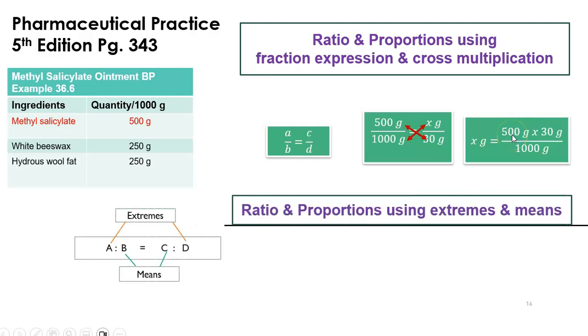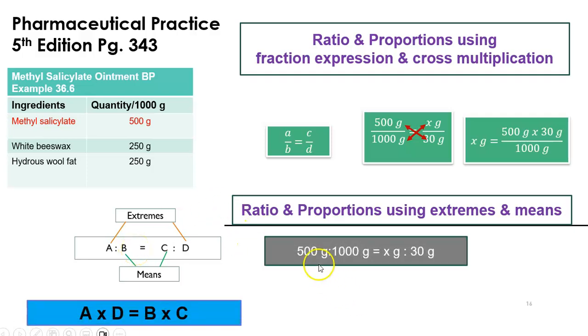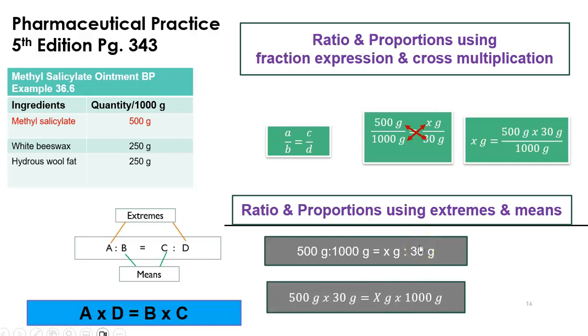Now, ratio and proportion using the extremes and the means would mean that we are going to write 500 is to 1,000 on this side of the expression, which is the methyl salicylate in 1,000. So therefore, x is in 30. That's how you will read it. When you set up your calculation, you are going to multiply the means, which is 1,000 times x, and the extremes, 500 times 30, and you make x the subject of the formulation.